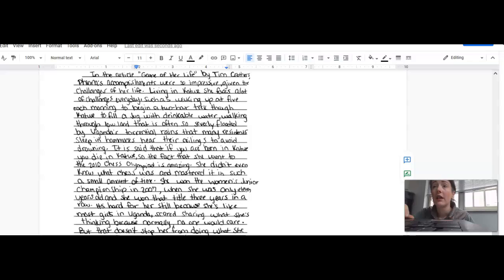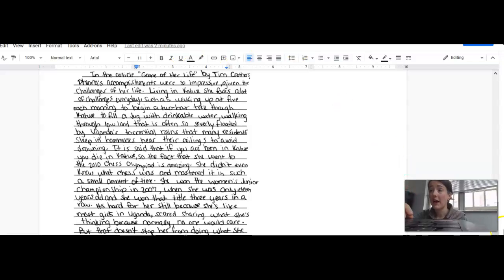So for example, living in Katwe, she faces a lot of challenges every day, such as waking up at 5 each morning to begin a 2-hour trek. So she is giving the context that she faces a lot of challenges and giving a specific example of waking up at 5 each morning to begin a 2-hour trek, but she's not quoting that. And then later she says, it is said that if you are born in Katwe, you die in Katwe. So the fact that she went to the 2010 Chess Olympiad is amazing. So she's, again, I think, providing evidence from the text, but I don't see any quotation marks.